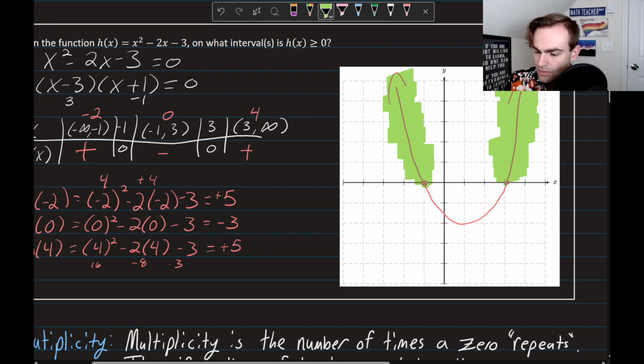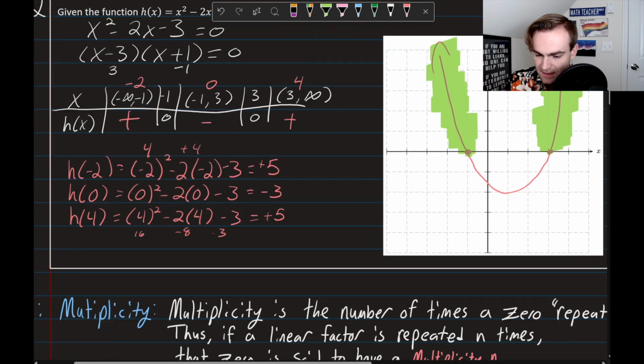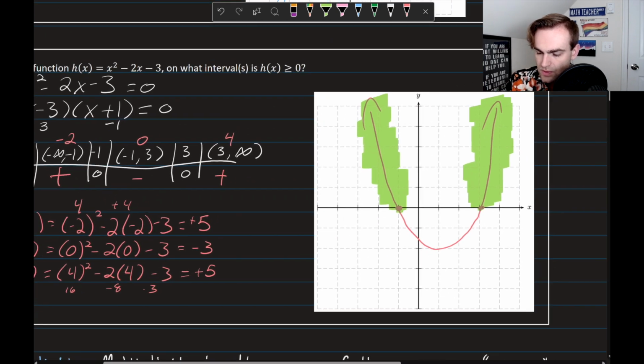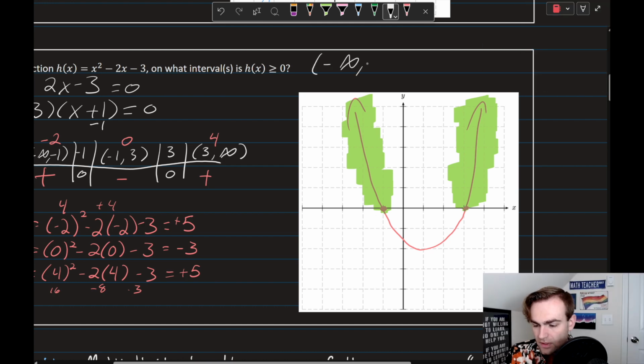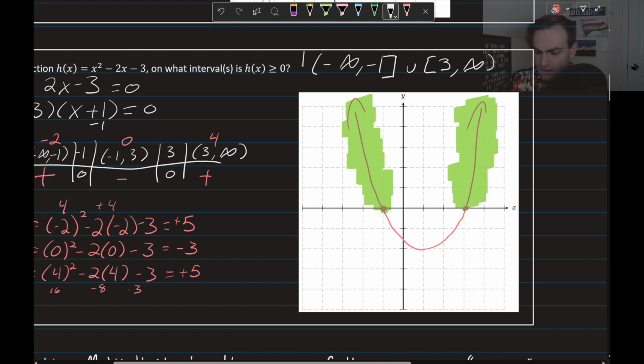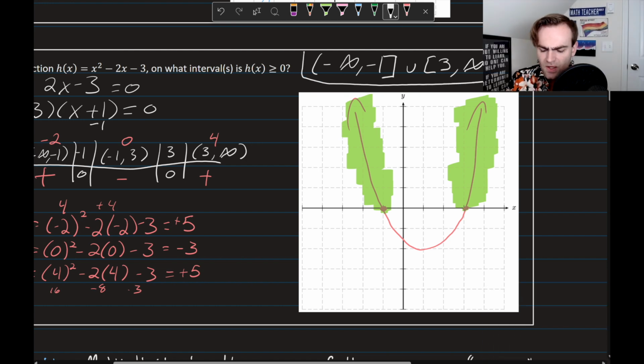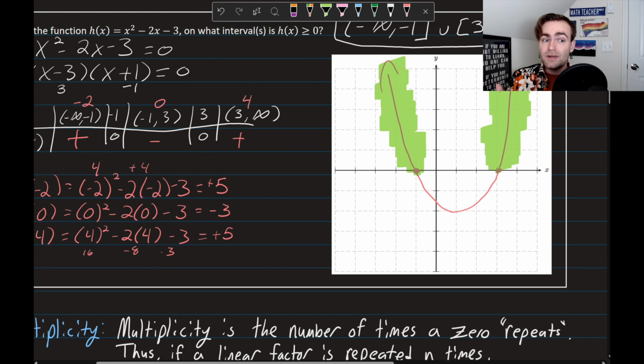So what I'm going to do is I'm going to say, on what intervals? Well, the intervals where it's greater than 0 would be negative infinity to negative 1, and we want to include that negative 1, so I'm going to put a brace there. And we also have a 0 at 3, and then everything bigger than 3. So brace 3 infinity. So this is our answer. All right, not that bad. The hardest part right now is factoring.